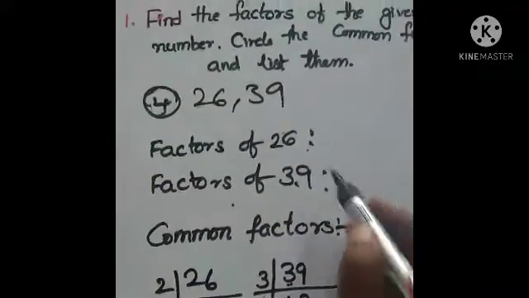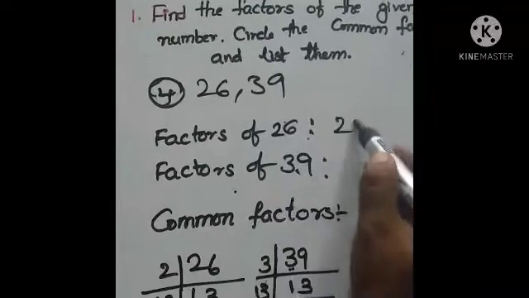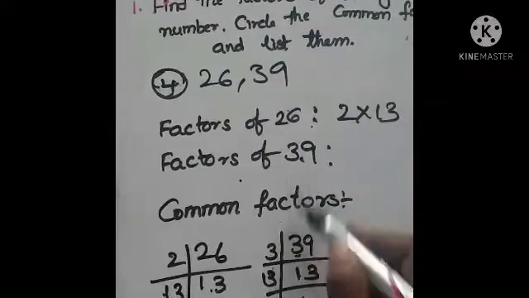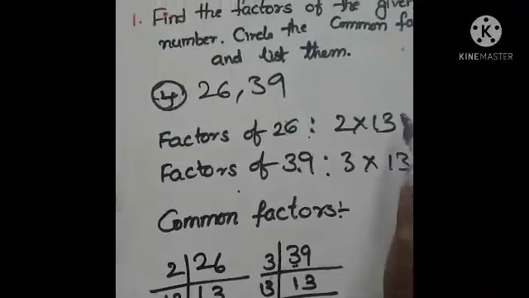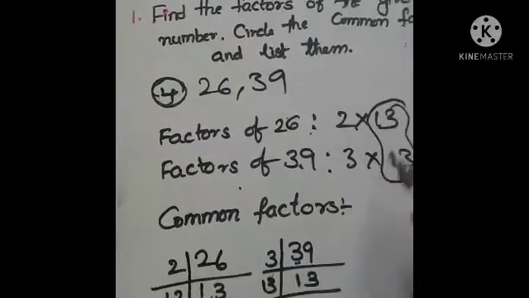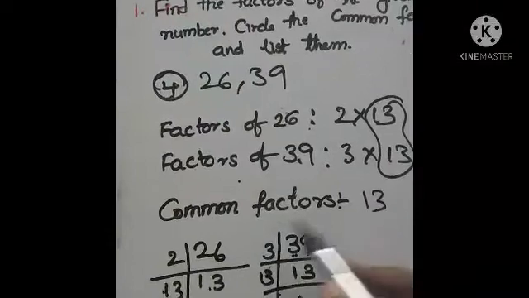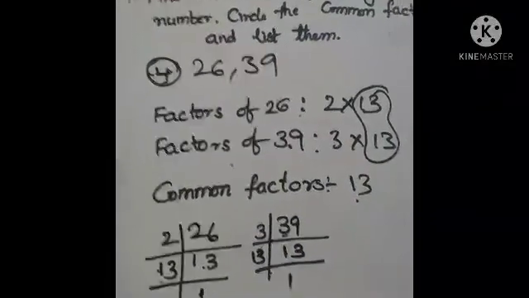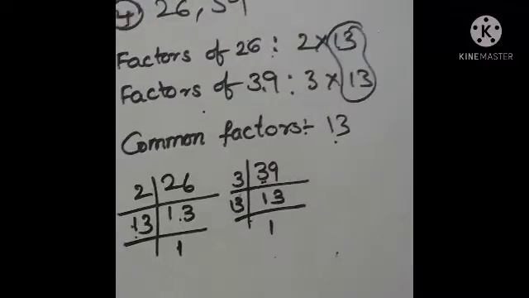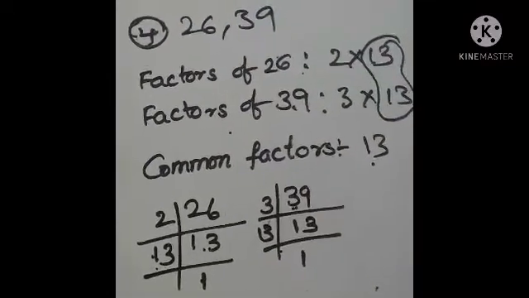Factors of 26 are 2 into 13. Factors of 39 are 3 into 13. What is the common factor of these two numbers? 13. So the common factor of 26 and 39 is 13. Like this, you have to find the remaining two problems.